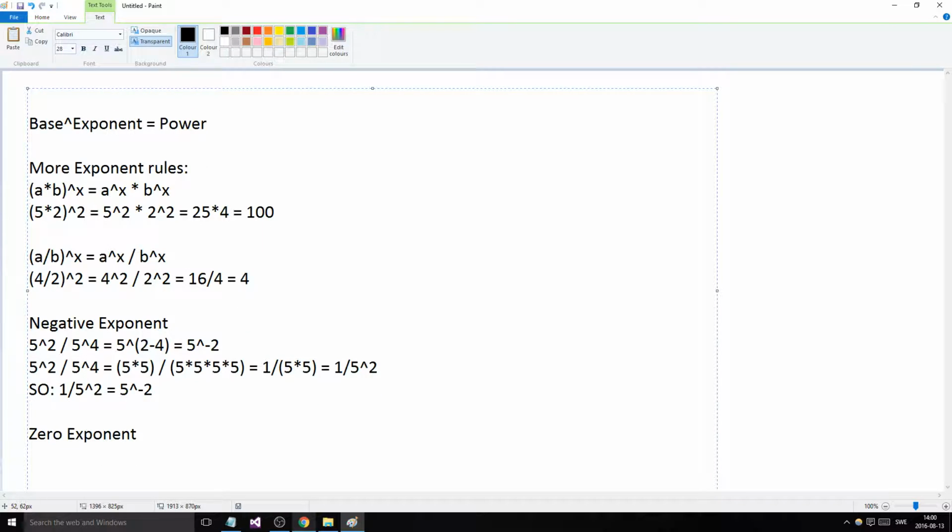Okay, zero exponent is very important as well. Zero exponent is the same thing. Say you have 5 to the power of 4 divided by 5 to the power of 4. Same base, again. That means we can just subtract the exponents up here. So that gives us 5 to the power of 4 minus 4, which gives us 5 to the power of 0. Okay, and what is that? Well, we'll have to go through one step so you understand that.